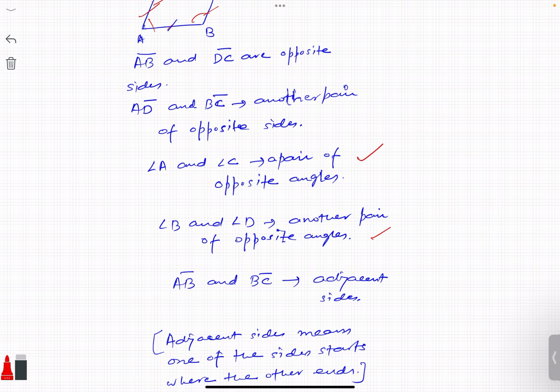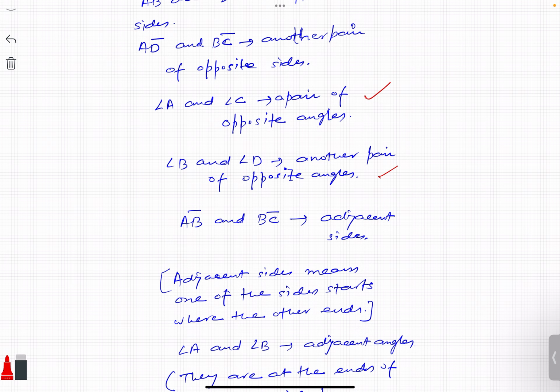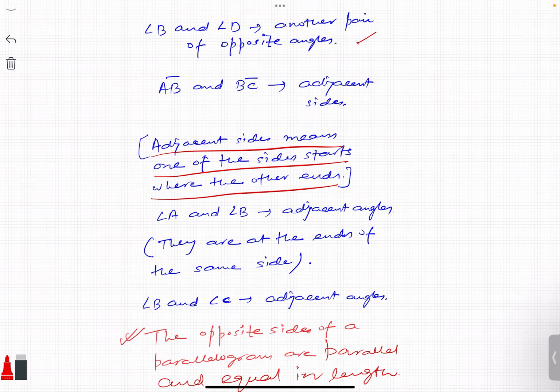AB and BC are adjacent sides. Adjacent sides means one of the sides starts where the other ends. BC starts where AB ends. So these are called adjacent sides.